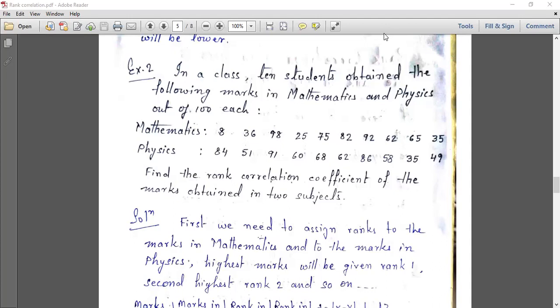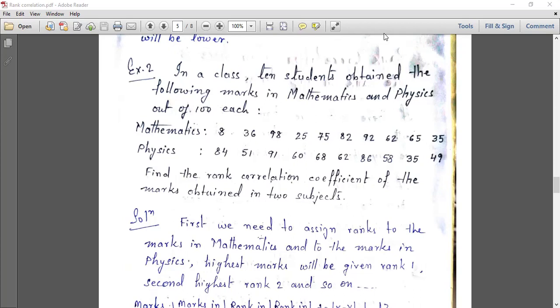Now look at this particular problem, in which we need to assign the rank first and only then can we find the rank correlation between the variables. So let us read out the problem first. In a class, 10 students obtain the following marks in mathematics and physics out of 100. The marks obtained by the 10 students are given over here. Look at the data.